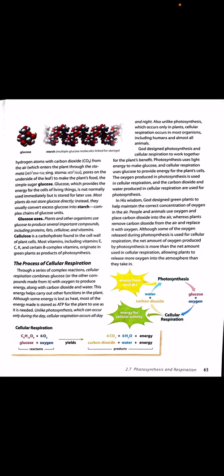the air. People and animals use oxygen and place carbon dioxide into the air, whereas plants remove carbon dioxide from the air and replace it with oxygen. Although some of the oxygen released during photosynthesis is used for cellular respiration, the net amount of oxygen produced by photosynthesis is more than the net amount used in cellular respiration, allowing plants to release more oxygen into the atmosphere than they take in.